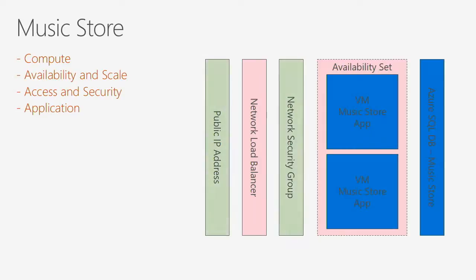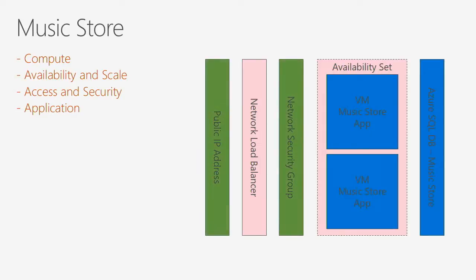Now we need to talk about access and security. So I need to present this app on the internet using something called a public IP address, and then secure it using something called a network security group. It's basically like a firewall. So these are all resources that we're going to create and configure in an Azure Resource Manager template.